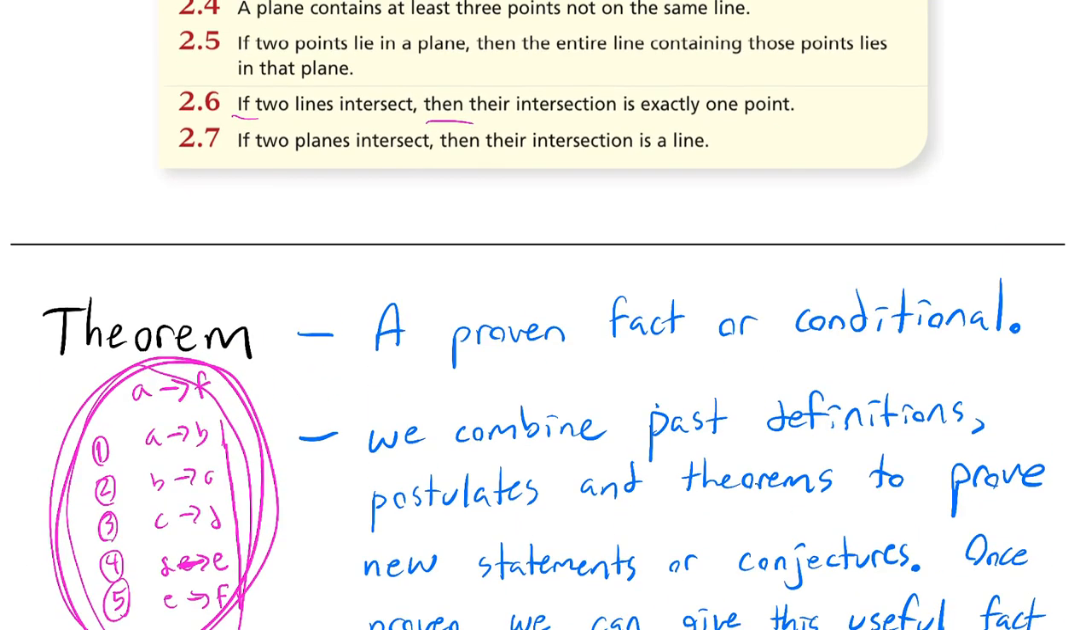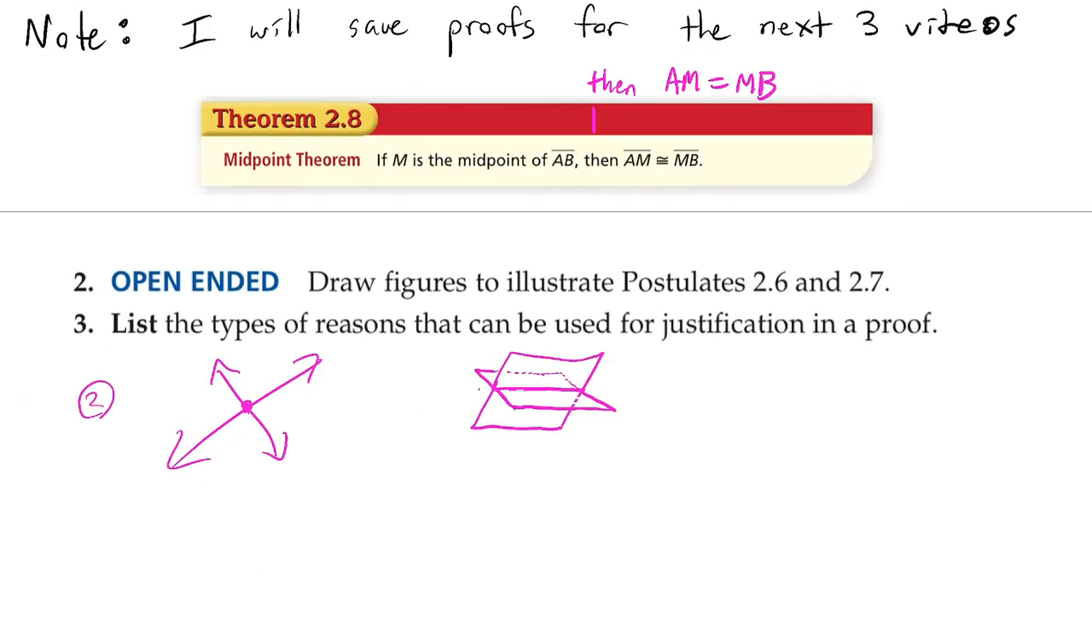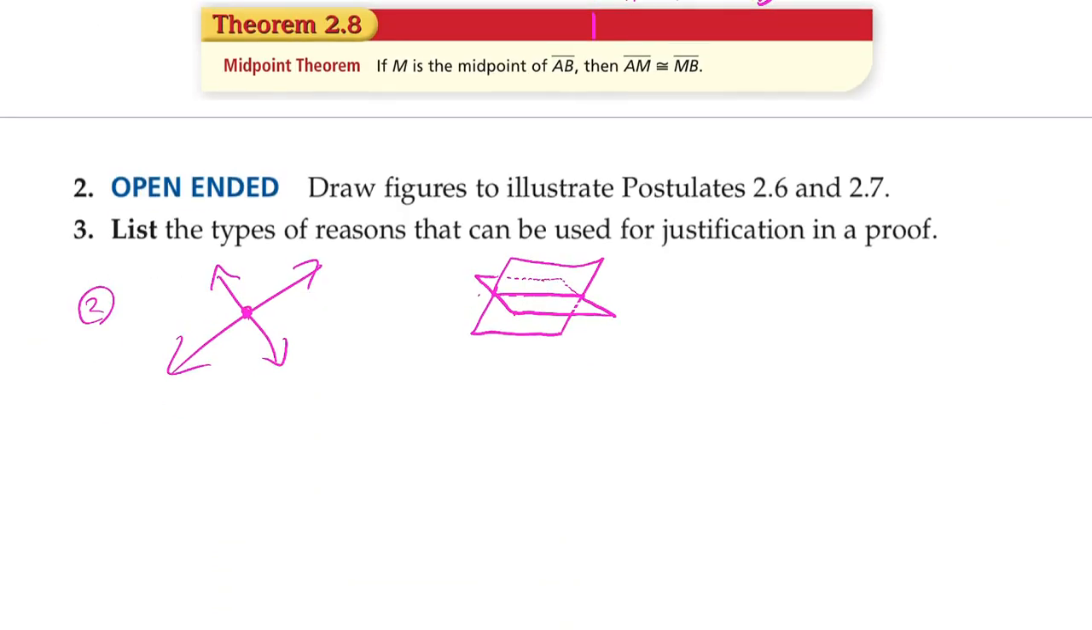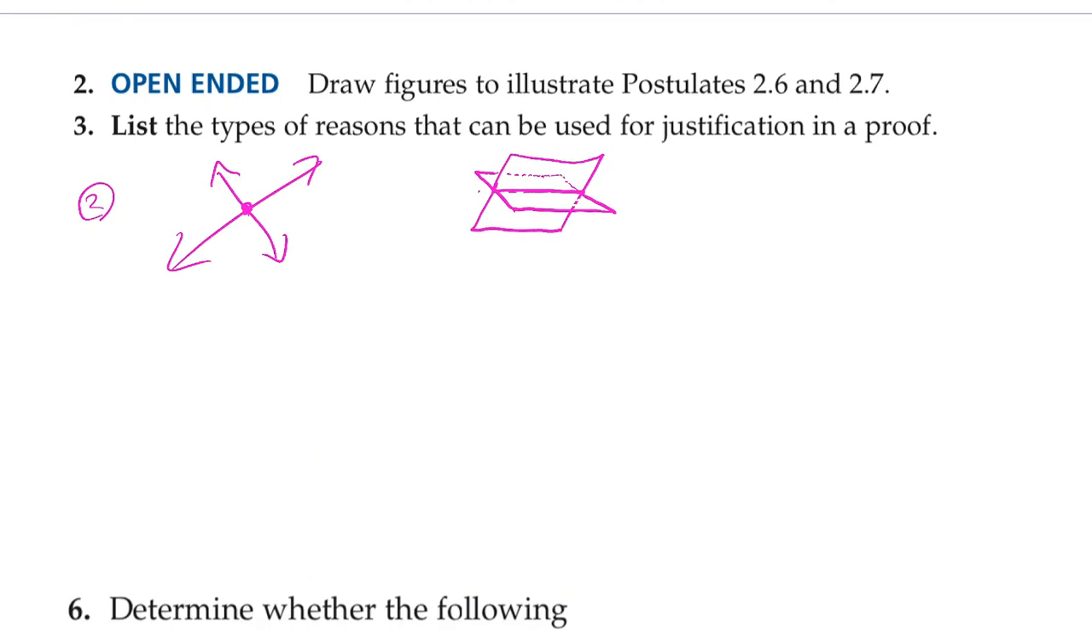And what do they intersect at? A line, right? That crease. It's kind of like the seam of a book, right? You open the 2 pages that are 2 planes and they meet at the crease or the seam of the book. Okay, so list the types of reasons that can be used for justification of proof.